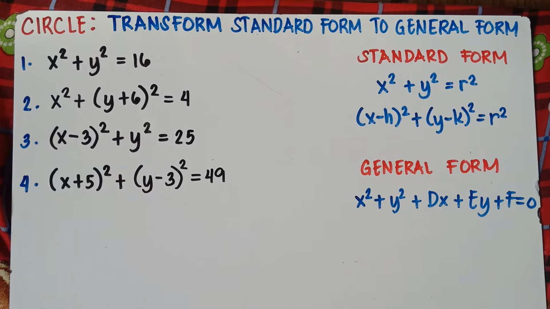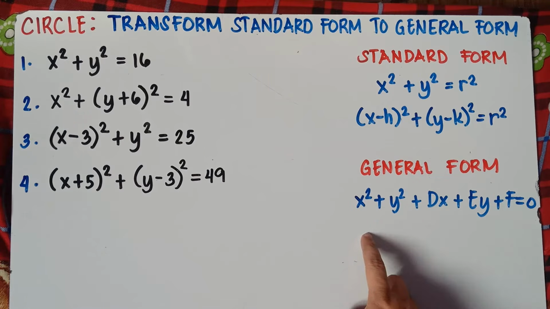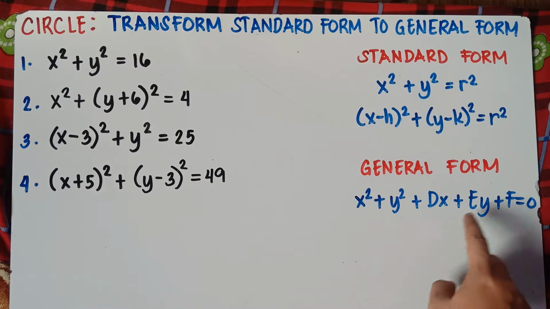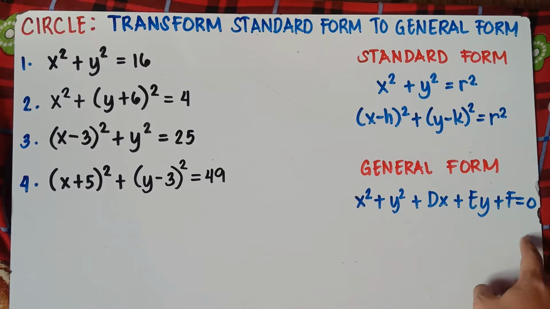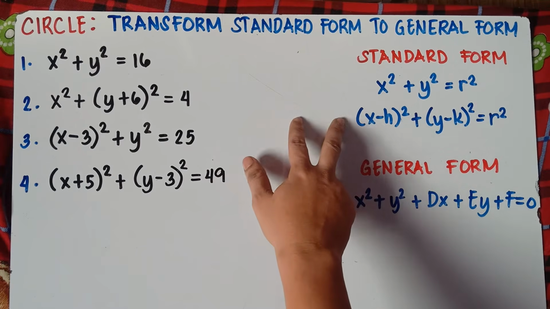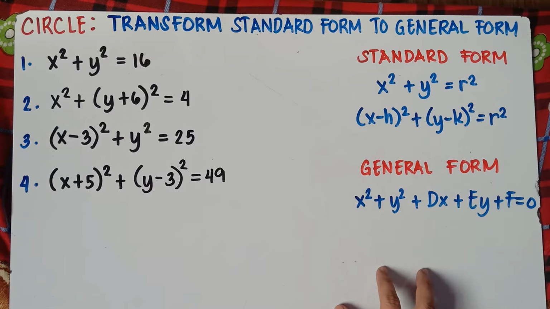Quantity x minus h squared plus quantity y minus k squared equals r squared. And the general form of a circle would be x squared plus y squared plus dx plus ey plus f equals 0. So we transform the standard form into the general form. Alright, so let's start with number 1.